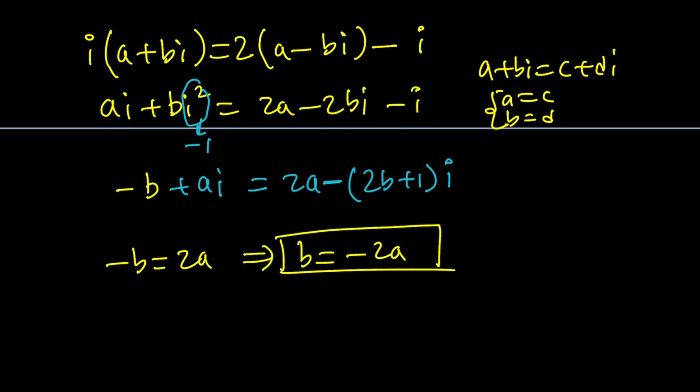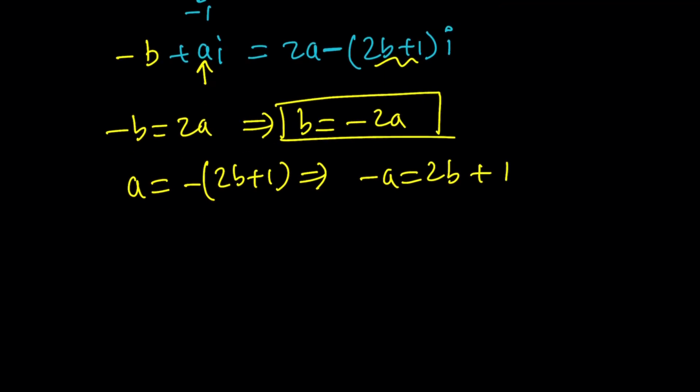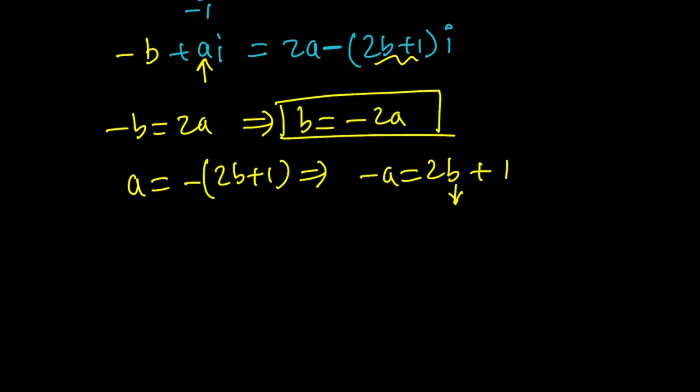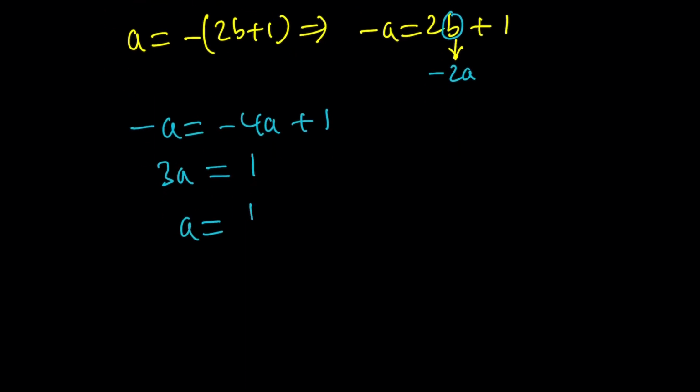So I got an expression for b. And the imaginary parts, if you set them equal to each other, you're going to get a equals the negative of (2b plus 1). And we can kind of negate both sides and write this as -a equals 2b plus 1. We multiply both sides by negative because I want the b as positive as possible. And b is not positive, by the way, it's -2a. So let's replace b with -2a. Some people say minus, but I usually say negative. And from here we get the following. -a equals -4a plus 1, which is nice. Add 4a, you get 3a equals 1. And that gives you a equals 1/3.